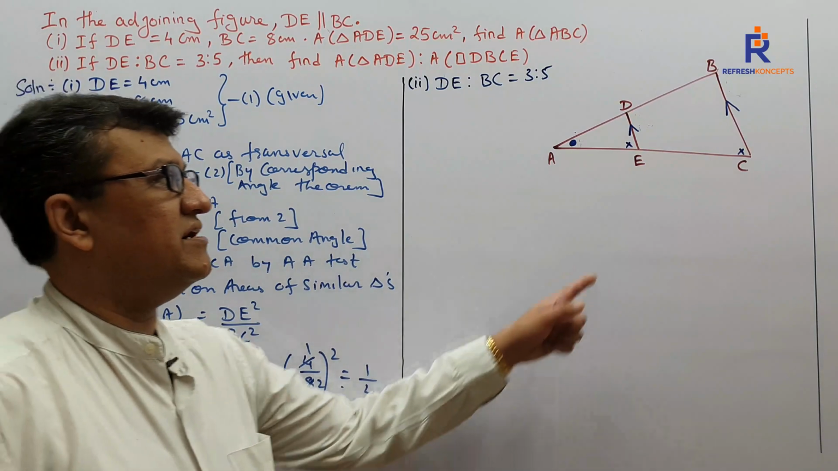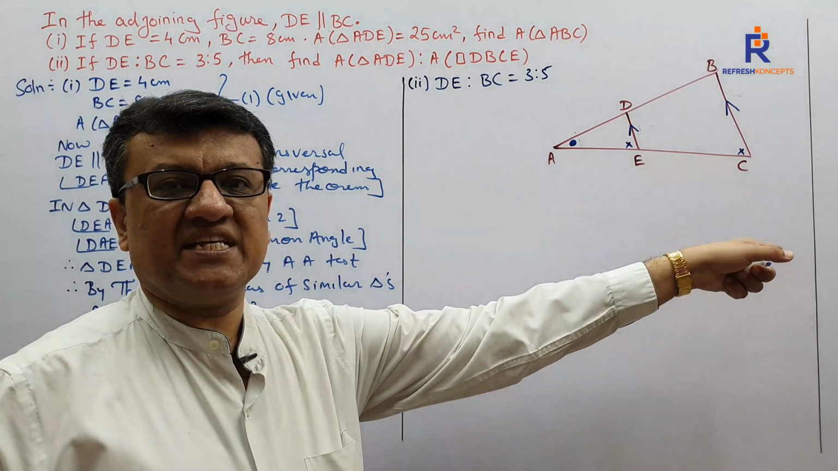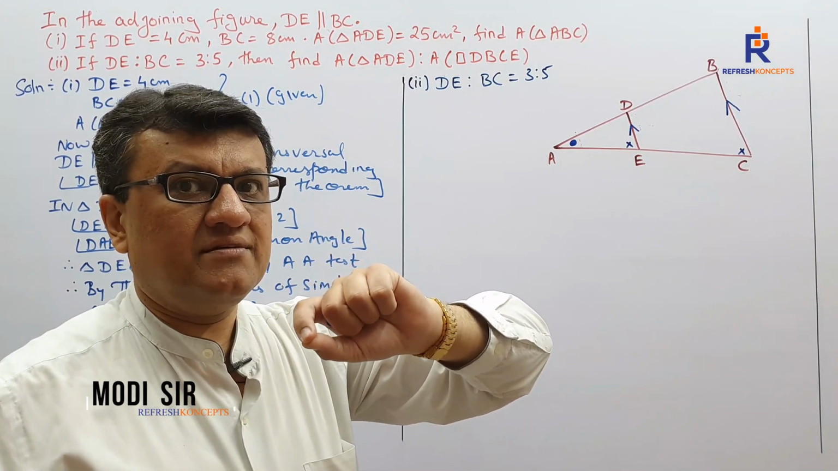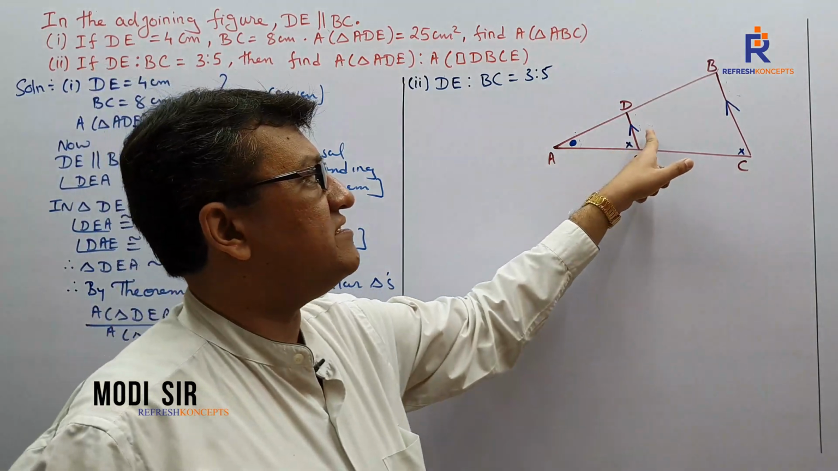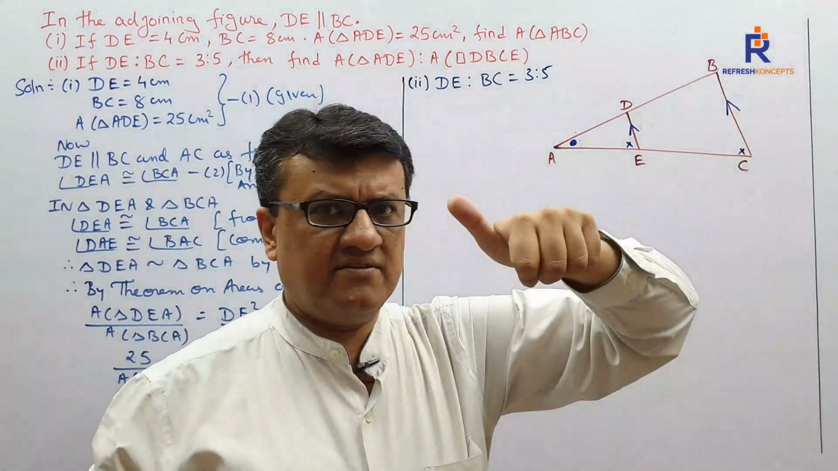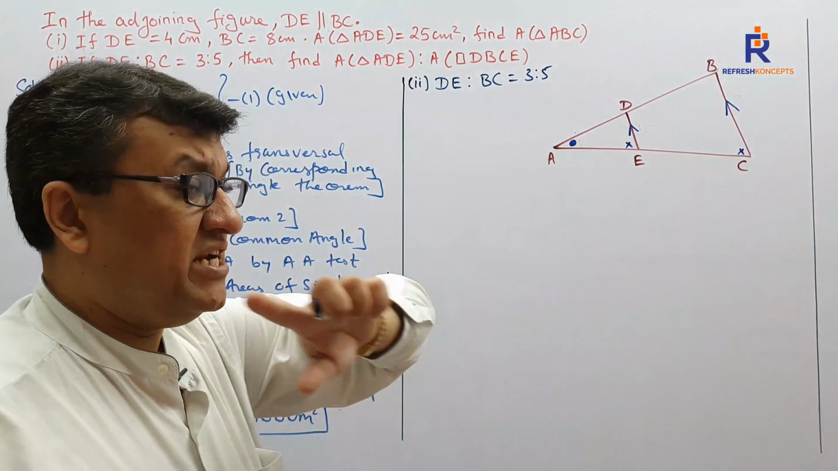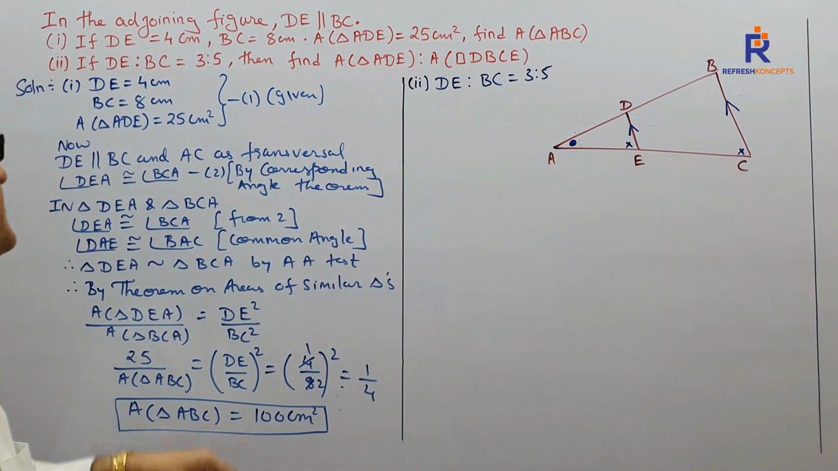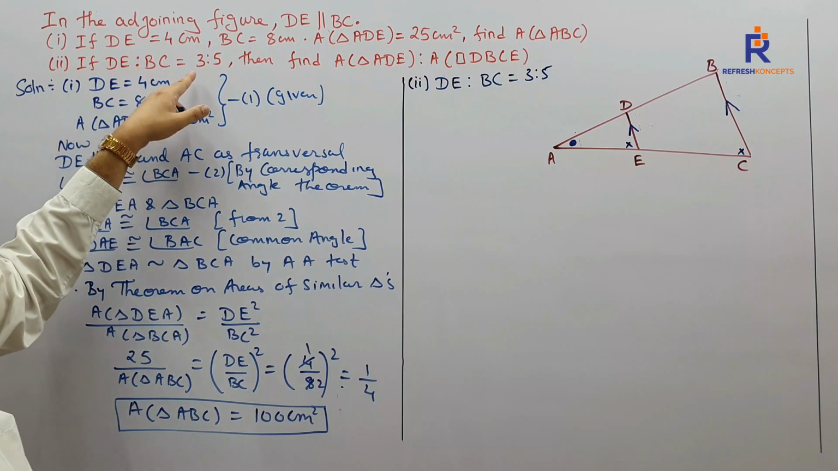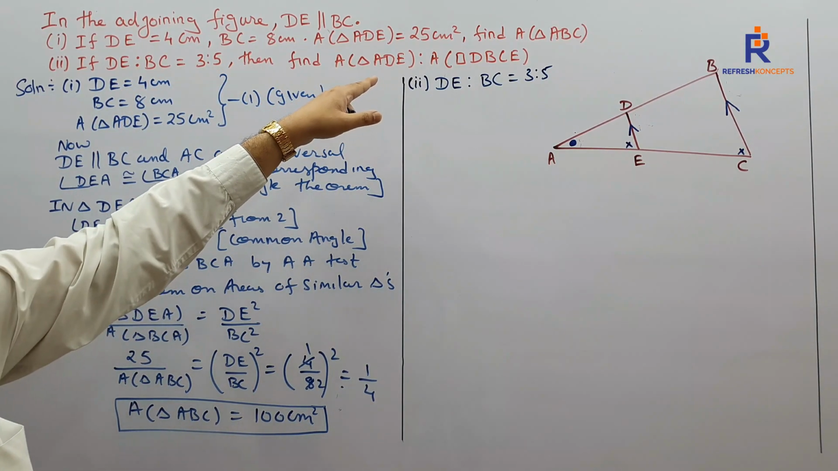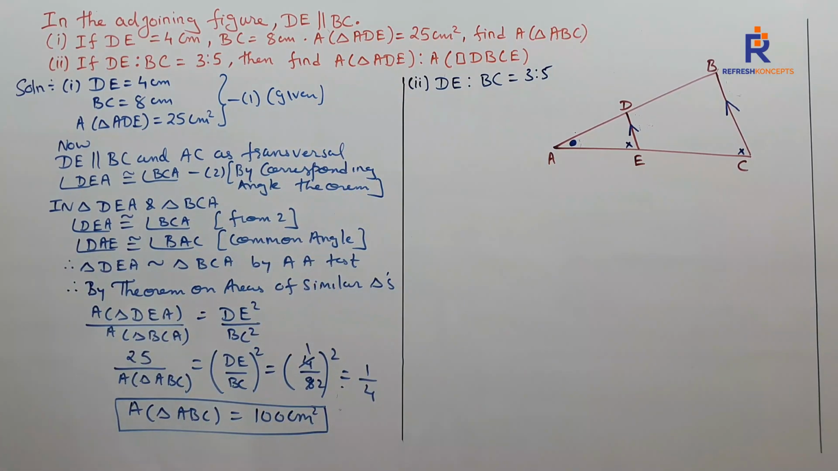So I cannot write down here DE as 3 and BC as 5. If you want, by taking some kind of common multiple, let K be the common multiple, and if you say, sir, can we write down 3K, 5K? Very well. But as of now, I don't think we need it. Reason? I'm giving the answer. DE is to BC is 3:5. Then find area of triangle ADE is to area of quadrilateral.